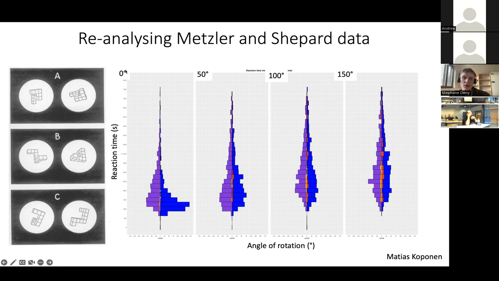So you can see here for the angle zero, we have an entire distribution of reaction times instead of just an average. The blue histogram corresponds to when the shapes were actually the same, and the purple histogram is when the shapes were actually mirror images of each other. And some interesting phenomena were not seen in the original study. The first thing that is notable is that there's a big difference in the histograms when the shapes are the same and when the shapes are mirror images of each other when it comes to zero angle rotation. So there is zero angle of rotation between the two shapes.